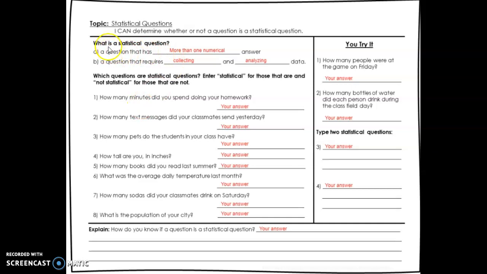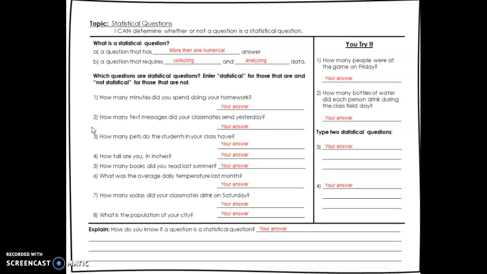So, what is a statistical question? It's a question that has more than one answer, and it's a question that requires analyzing that data. So we're going to look here, do some examples. Which questions are statistical questions? We will either enter statistical or non-statistical.